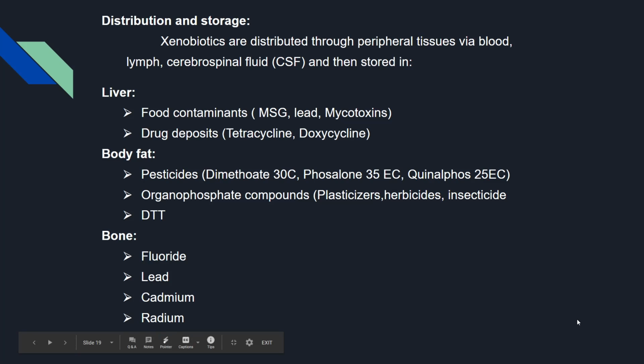Distribution and storage. Xenobiotics are distributed through peripheral tissue via blood, lymph, cerebrospinal fluid and then stored in liver. Food contaminants, drug deposits, body fat, pesticides, organophosphate compounds, DDT, bone, fluoride, lead, cadmium, radium, plutonium.